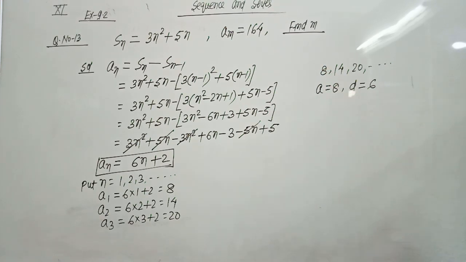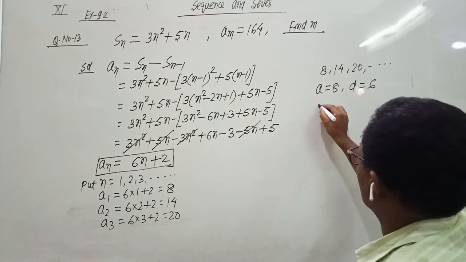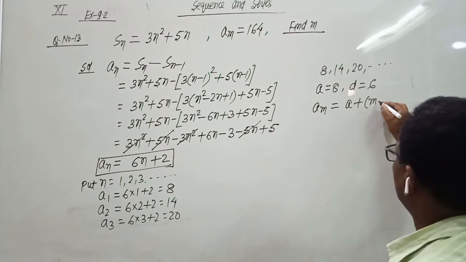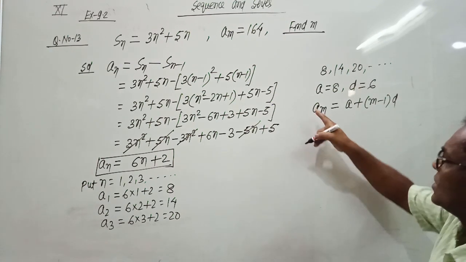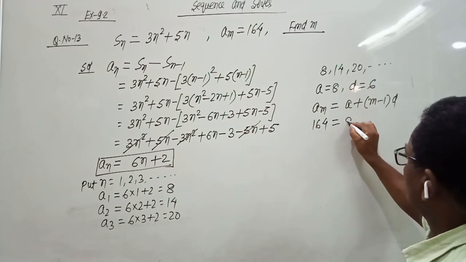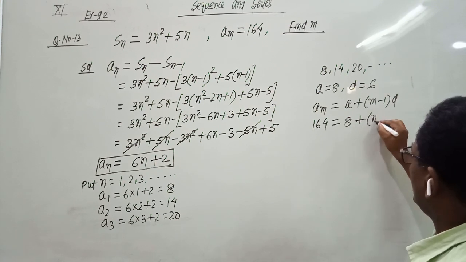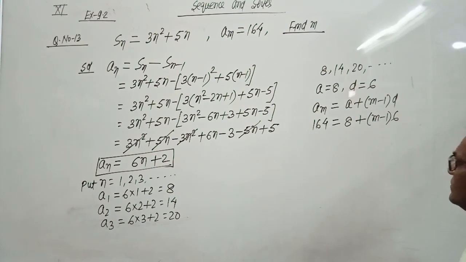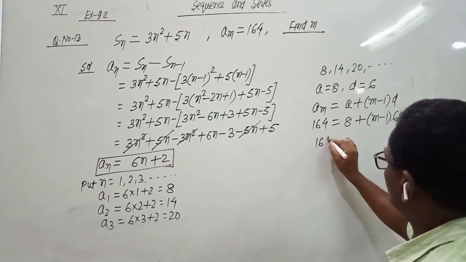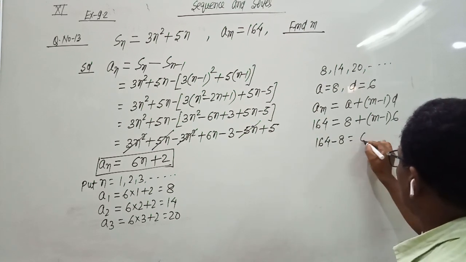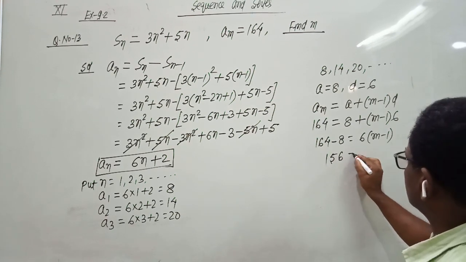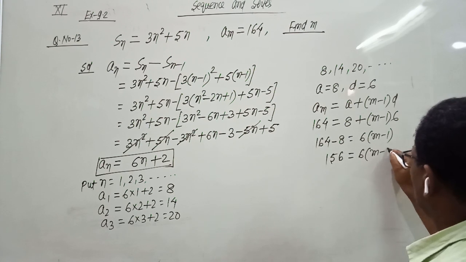And we have given a_m equals to 164. So formula for a_m, a plus (m minus 1) into d. At the place of a_m, we use 164. At the place of a, we write 8 plus (m minus 1), and at the place of d, we put 6. 8 will go on left side. So 164 minus 8 equals to 6 into (m minus 1). This is 156 equals to 6 into (m minus 1).